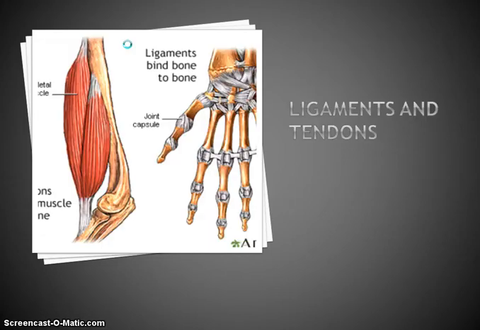Now, there are two important structures. We do have a ligament. A ligament is going to attach bone to bone. And we also have a tendon, which is going to attach the muscle to the bone.